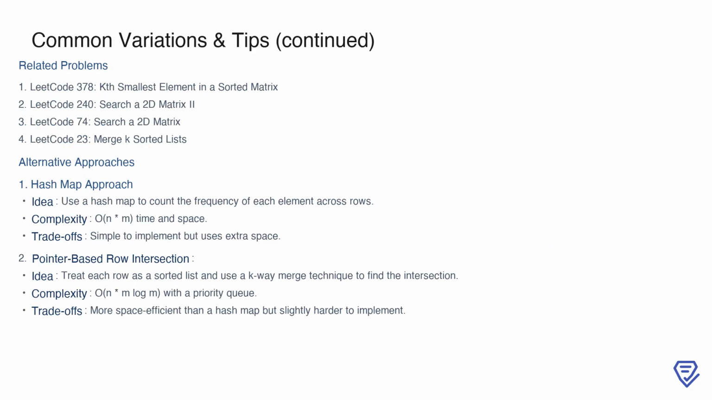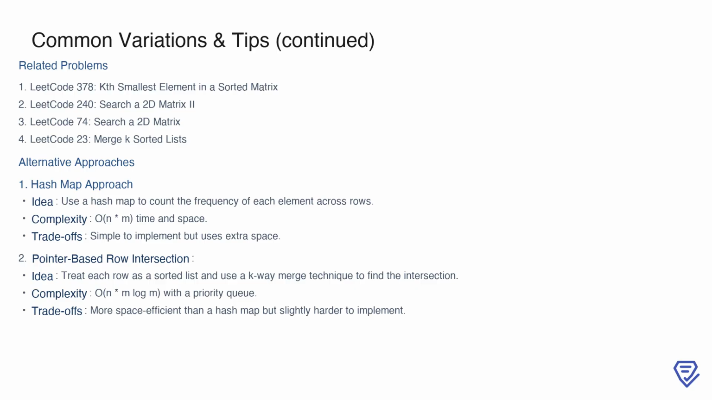This problem also shares similarities with several related matrix-based problems. For example, LeetCode 378, kth smallest element in a sorted matrix, LeetCode 240, search a 2D matrix 2, and LeetCode 74, search a 2D matrix, all challenge you to make the most of sorted data structures. Additionally, LeetCode 23, merge k-sorted lists, provides a similar opportunity to practice k-way merge techniques.